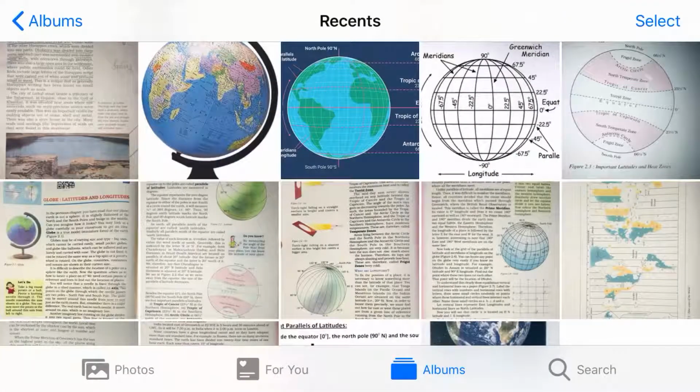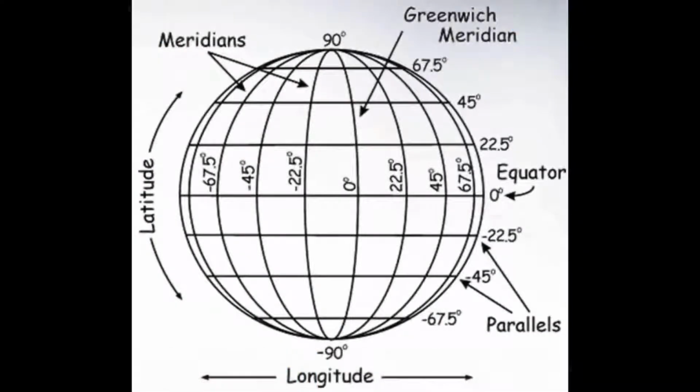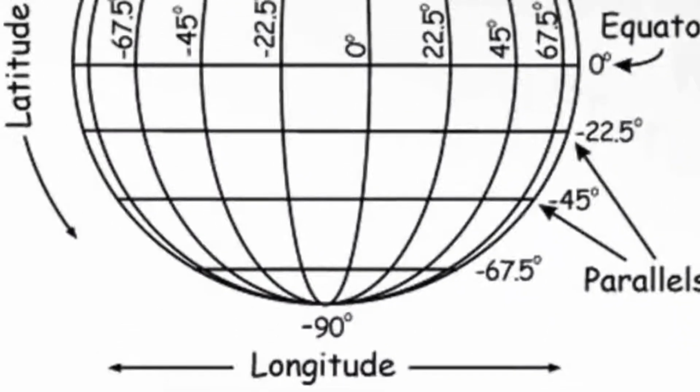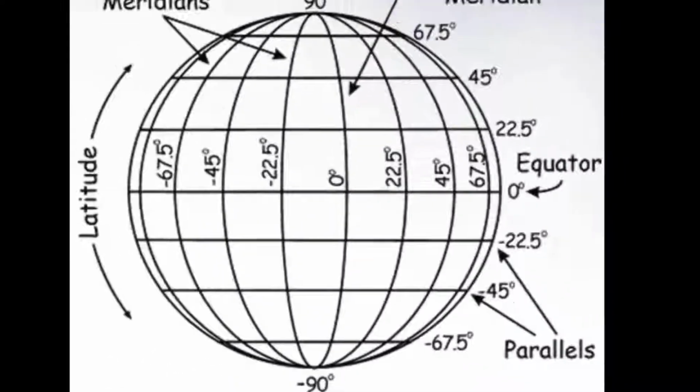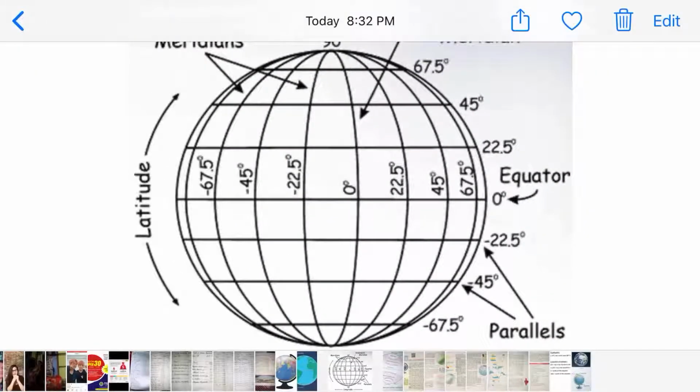Now I am going to tell you about the longitudes. Here very simple things are given, but it's helpful for your study. Sorry, here all the longitudes are given. So longitude means the vertical lines drawn on the globe running from the North Pole to the South Pole are called longitudes. These vertical lines are given from the North Pole to the South Pole.